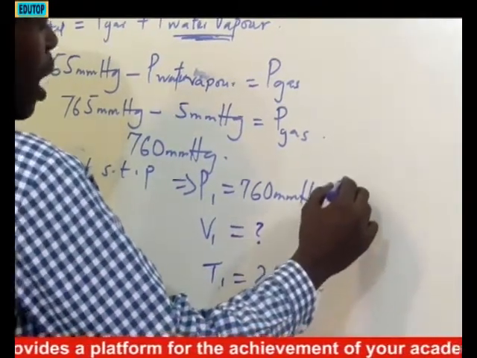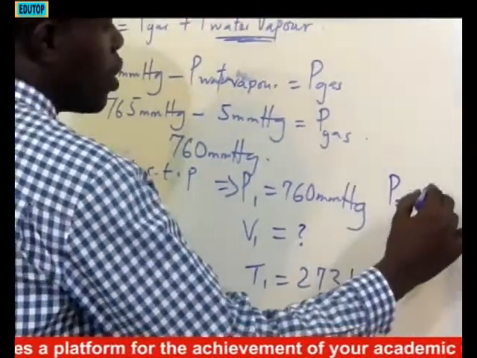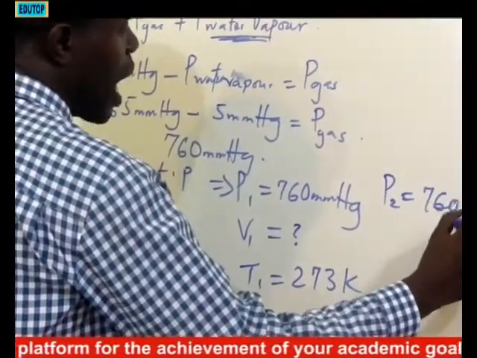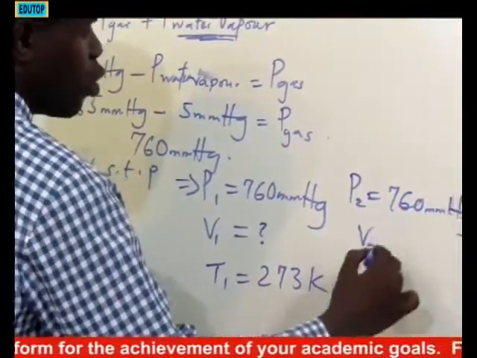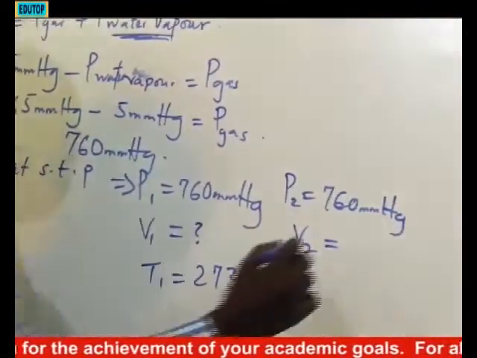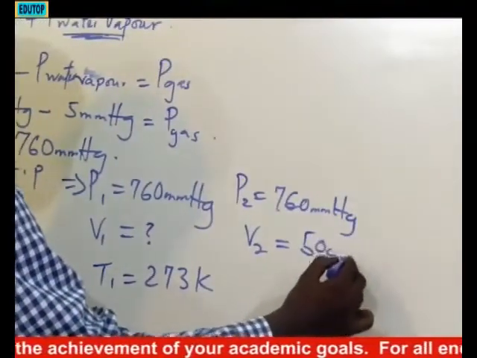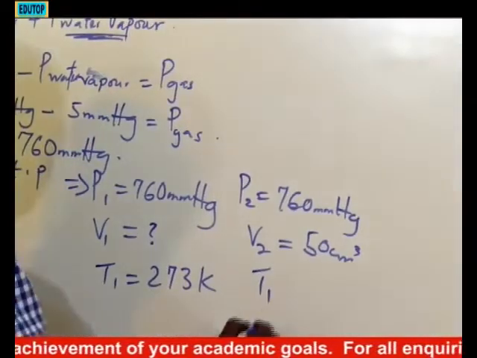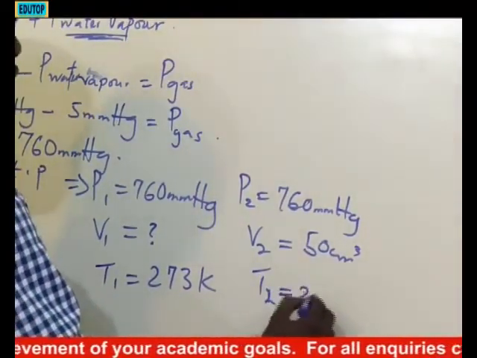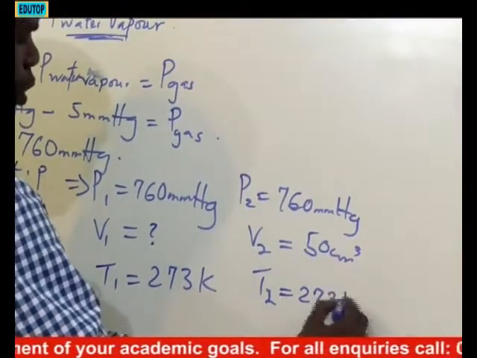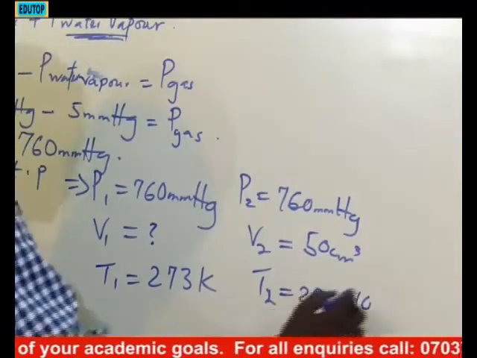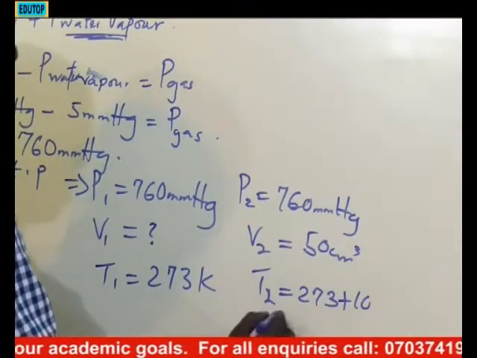Meanwhile, we have our P2 to be also 760 millimeter mercury. Our V2 has been given in the question, that is 50 cm3, while our T2 will definitely be 273 plus 10, because we have it in degrees Celsius.